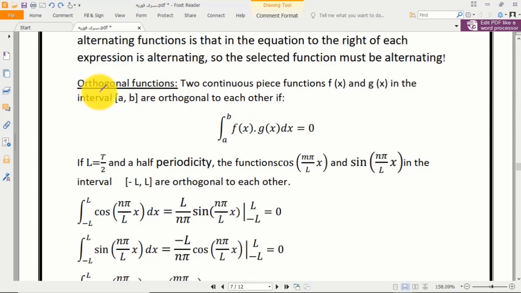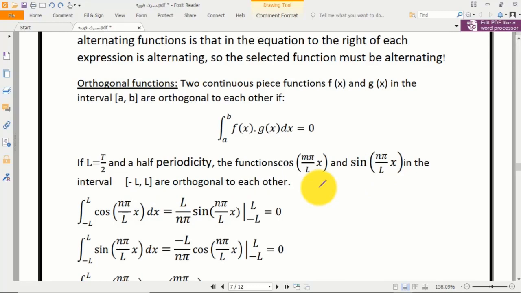For instance, we assume L is equal to half of the period. And we get the high frequency functions that I wrote down here, cosine n pi over L x and sine n pi over L x, that are defined on the interval from negative L to L, so they are orthogonal.